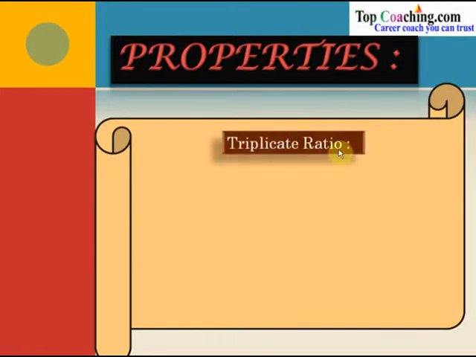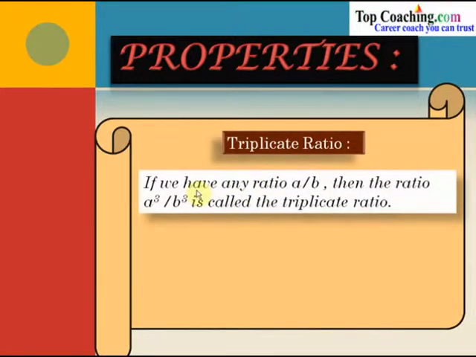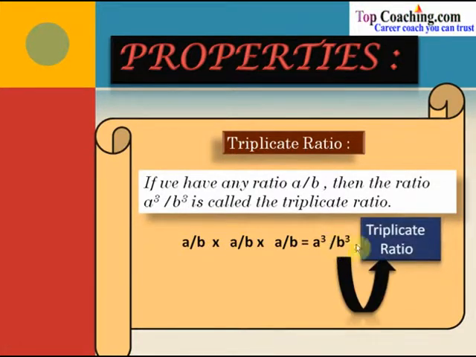Now what is triplicate ratio? If we have any ratio a by b, then the ratio a cube by b cube is called the triplicate ratio. That is, we multiply a by b 3 times. So a by b into a by b into a by b is a cube by b cube, which is known as the triplicate ratio. We simply multiply the numerators, and similarly we multiply the denominators to get a cube by b cube.